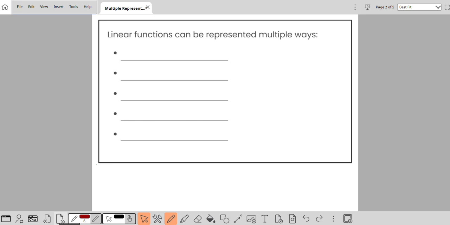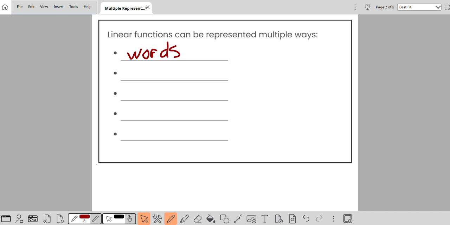Now, linear functions can be represented multiple ways. So let me go ahead and start off by saying they can be shown with words. And that sounds simple, right? We all speak. But actually, I think that might be the hardest one. We'll have to look at that example in just a few minutes.